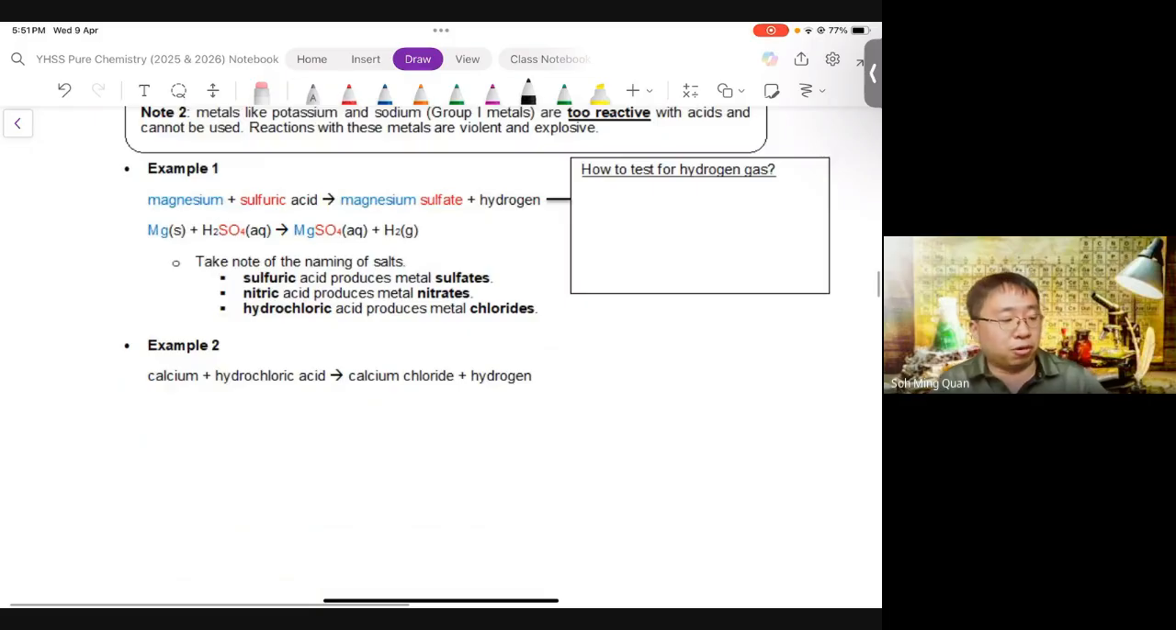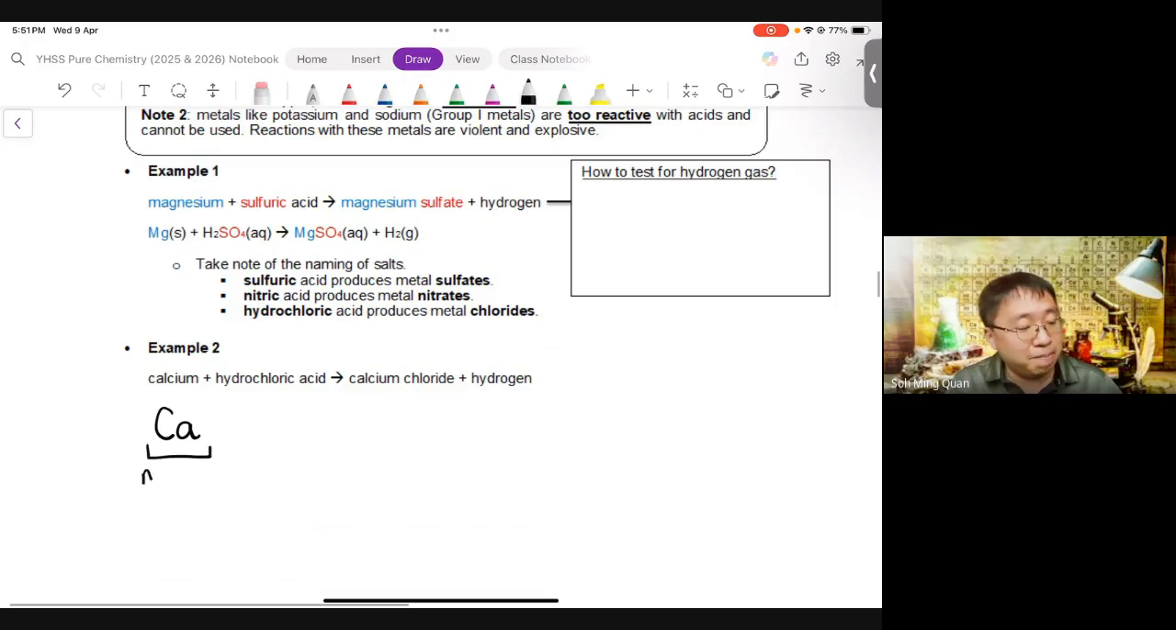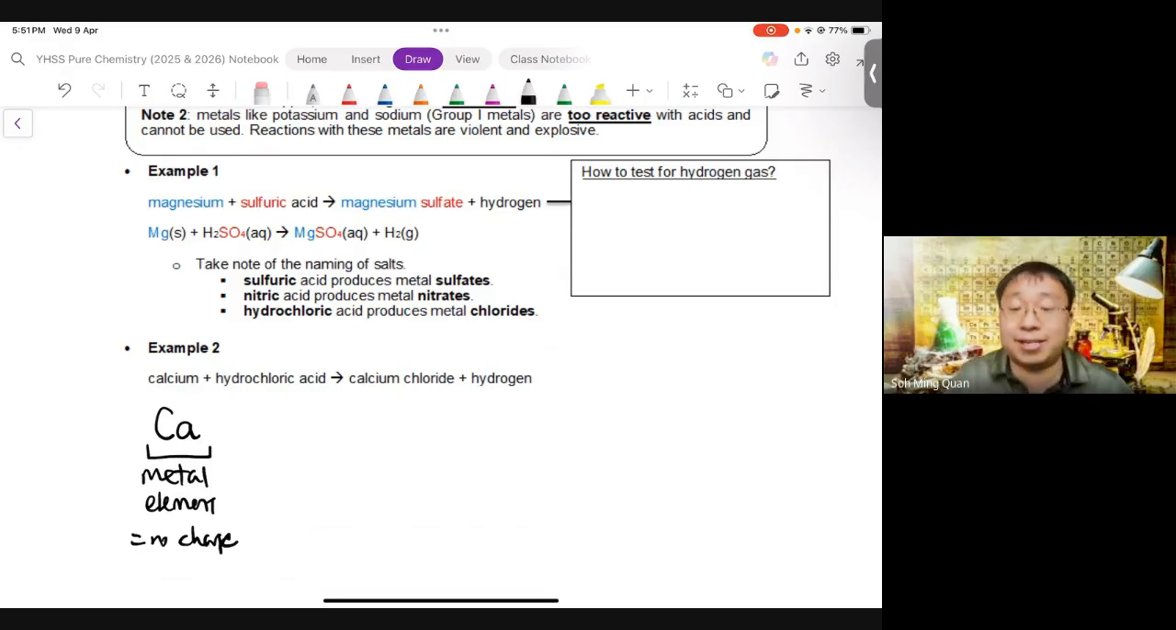Okay, so I've said so much. Let's do an example. Calcium. Now, calcium metal is an element. The element will have no charge at the start. So at the start, it cannot be Ca2+. It's an element. It's not combined yet. It will only have the charge after it has lost electrons to someone else. But at the start, it's an element. So just Ca. Hydrochloric acid, we will need to memorize, is HCl.